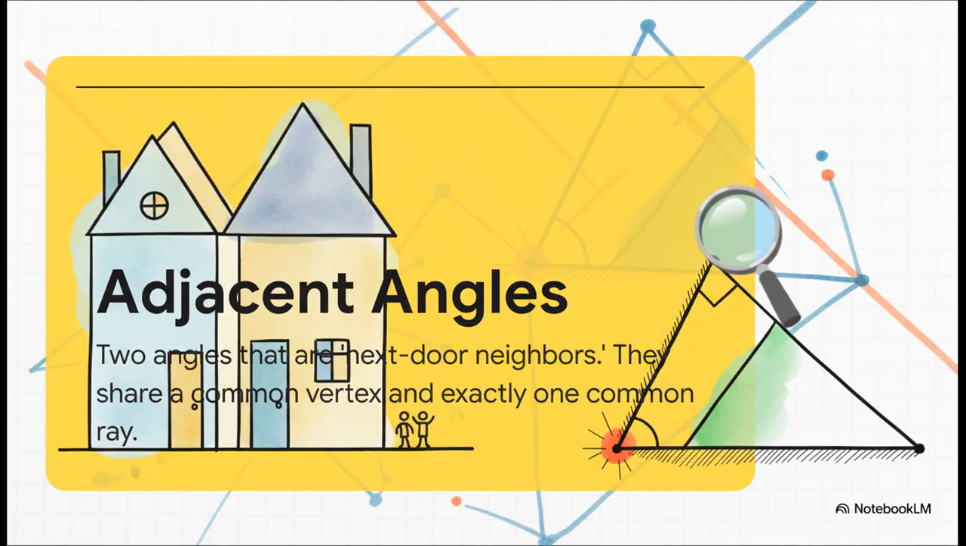And our last tool? Well, it's probably the most straightforward of them all. Adjacent angles. Basically, they're just next-door neighbors. They share a wall, which in geometry is just a common ray, and they meet up at the same corner, or vertex. That's all there is to it. They're just next to each other.